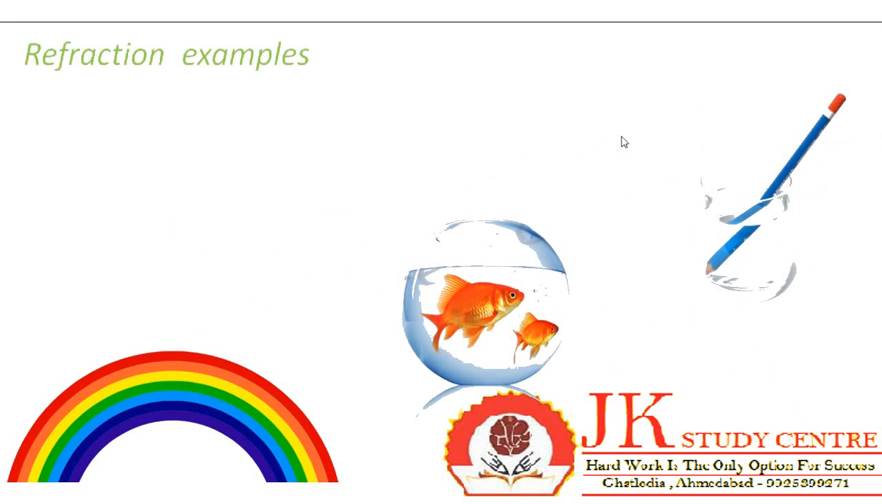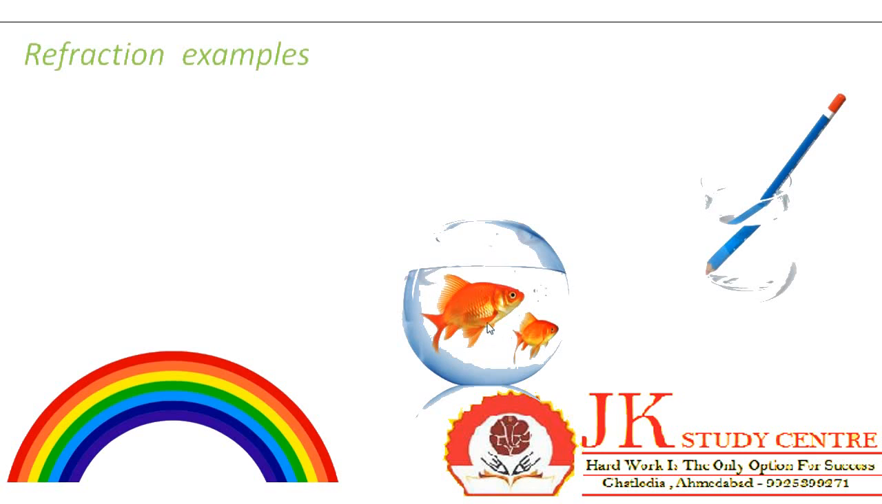Now let us look at the first example. Why did the pencil dipped in water appear bent to you? That's because when you are observing the pencil, you are observing on the lines of emergent ray. So the source of the incident ray is something different, but you are observing something different that is along the lines of the incident ray, and that is why you are not observing the actual position. Instead, you are observing the apparent position of the pencil.